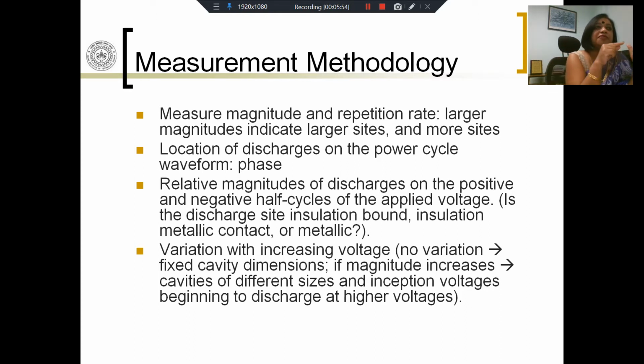But on the other hand, if you see that when you increase the voltage, the number of discharges increases, that means there must be many sites, and the smaller voids were discharging at a smaller voltage. Now, when you increase the voltage, the bigger voids also begin to discharge. So if you see an increase in the magnitude or increase in the number of pulses with increase in voltage, this will give you an idea about what kind of discharges are taking place, whether discharges are taking place in multiple sites, whether these multiple voids are of the same fixed dimension or they have different dimensions, etc.